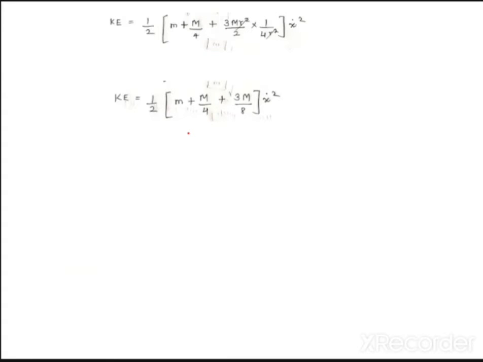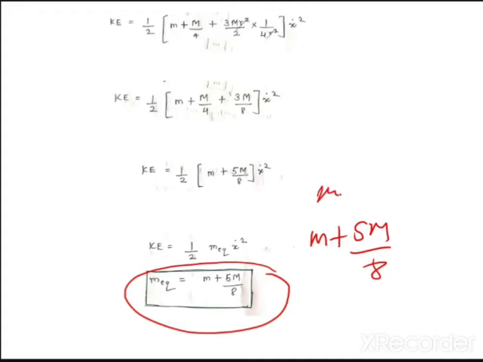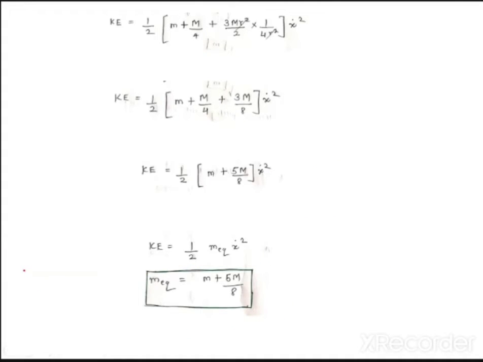Okay, what you will get? Capital M by 4, small m, 3m by 8, and finally you are getting m. Okay. So k is equal to 1 half m equivalent x dot square. So you are getting m equivalent is equal to small m plus capital 5M by 8. Okay. So here I have found out m equivalent. This problem you can also solve by the differentiation method, but I have solved this problem by the equivalence method just for the change.